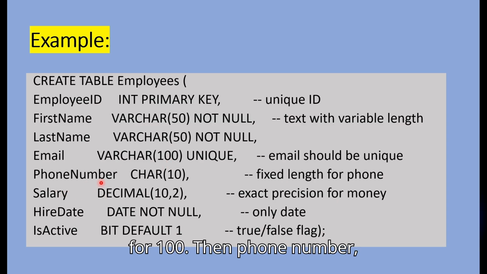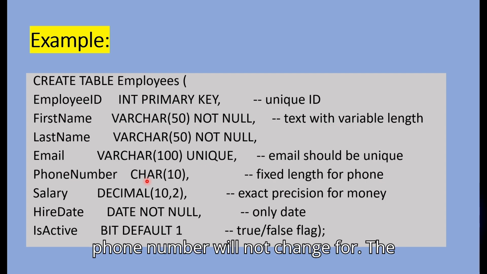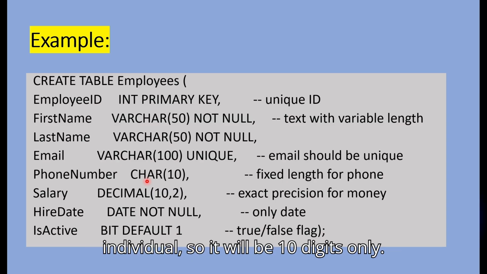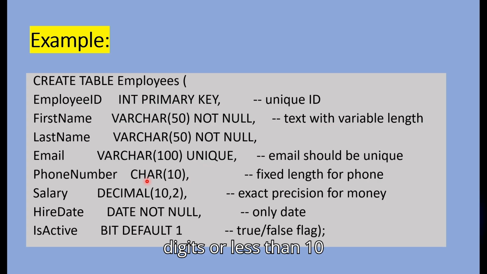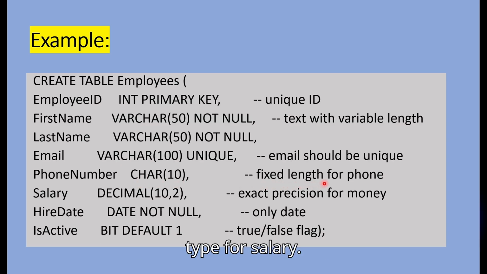Then phone number has a fixed length. The character length will not change for each individual, it will be 10 digits only. It is not going to be more than 10 digits or less than 10 digits. Therefore for the phone number we have opted for the char data type, which is a fixed length data type.